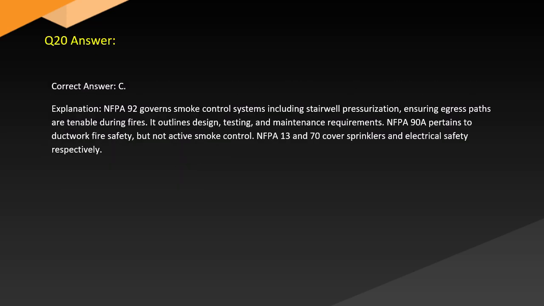Answer. Correct answer: C. Explanation. NFPA 92 governs smoke control systems, including stairwell pressurization, ensuring egress paths are tenable during fires. It outlines design, testing, and maintenance requirements. NFPA 90 pertains to ductwork fire safety, but not active smoke control. NFPA 13 and 70 cover sprinklers and electrical safety respectively.